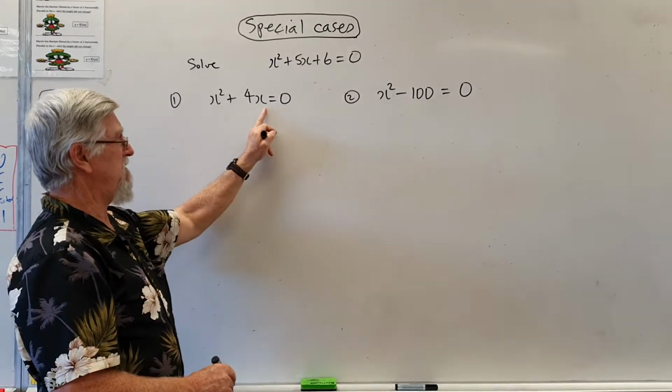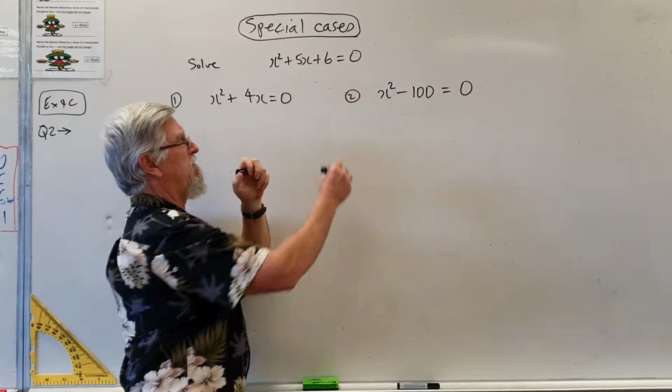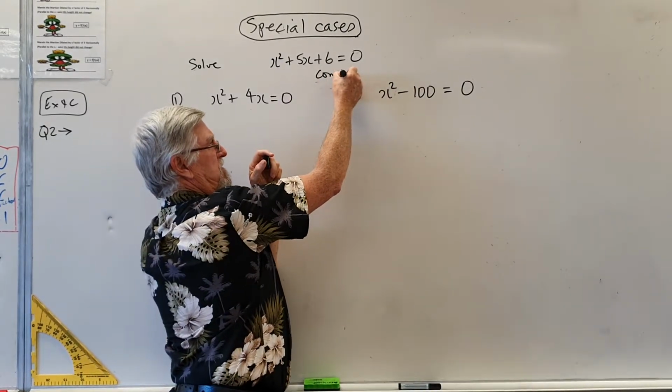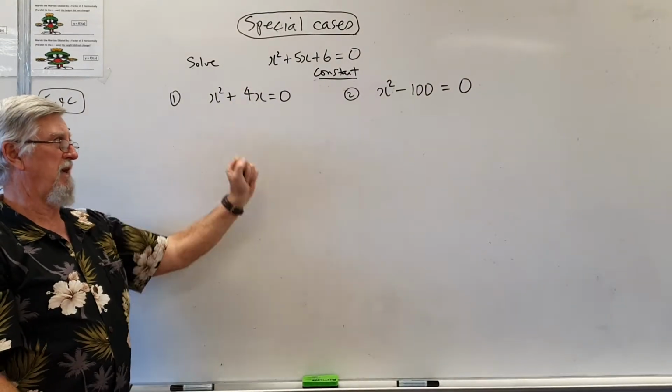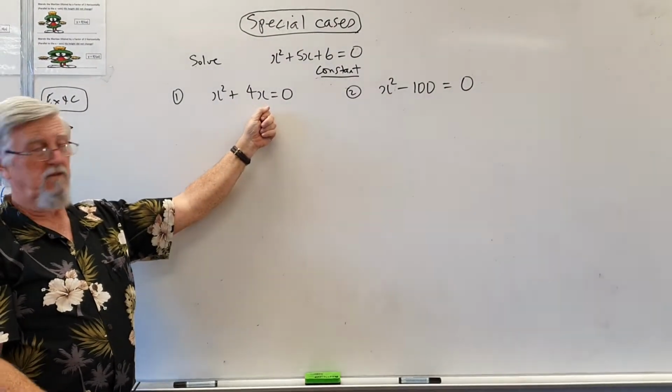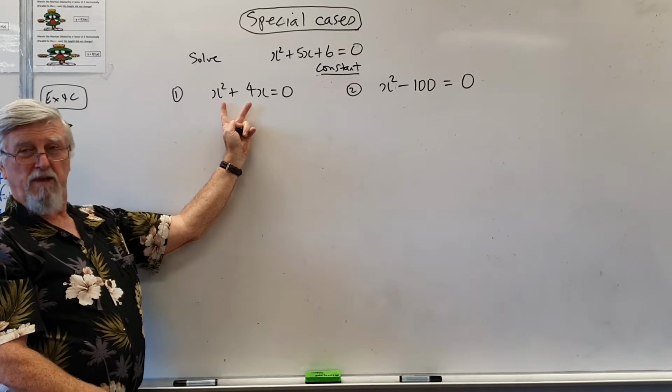In this case here we don't have the number by itself. We refer to the number by itself as a constant. It's a constant because it doesn't change. 6 is there all the time in that question. This one doesn't have a constant. Both of these have the letter X in them.